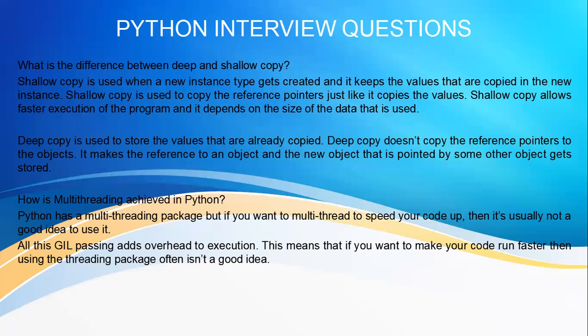All this GIL passing adds overhead to the execution, meaning that if you want to make your code run faster, then using the threading package often is not a good idea. So how you can achieve multi-threading, we have understood.